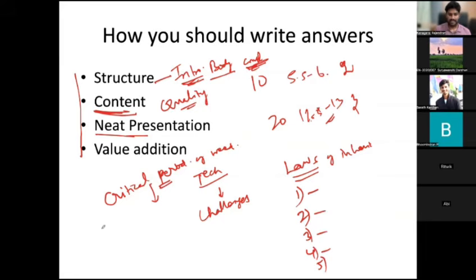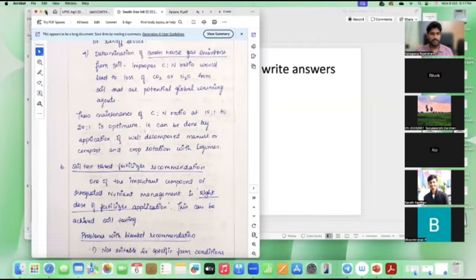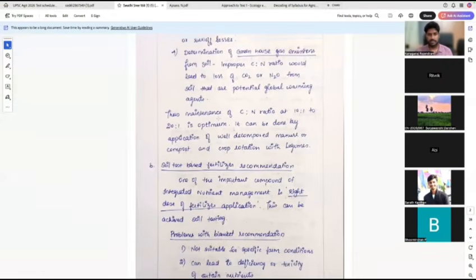And regarding writing the answer, I will show some toppers' answer copies. For the last 4 or 5 years, almost every topper, the all India level top scores, are from our test series only. See this paper, the toppers' answer copy.